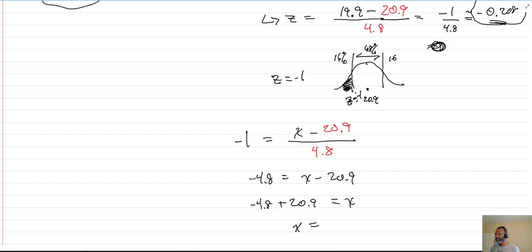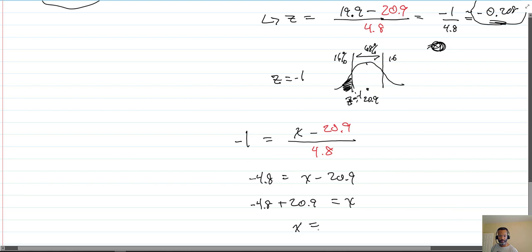So 20.9 minus 4.8, or 16.1. So 16.1 corresponds to a z-value of -1. Let's make sure it's negative. So anytime you have a score that's below the mean, it's going to also give you a negative z-value. Above the mean would be a positive z-value.